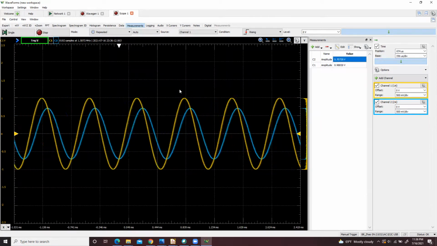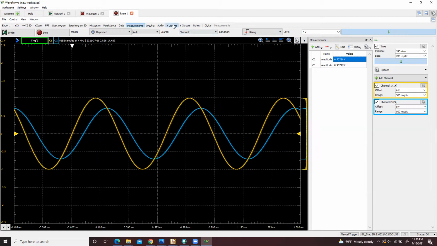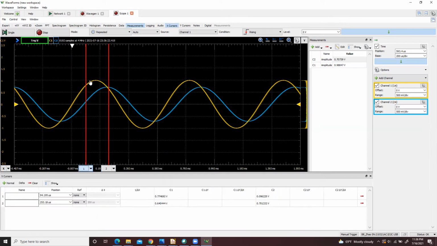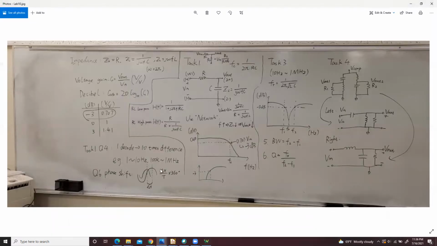And to measure with the cursor, you want to measure the two peaks of the signal, and this is delta x, so you will use this number and the equation I showed you here to get the phase shift. Okay, I think that's all you need to know for this lab. Just let me know if you have any questions.